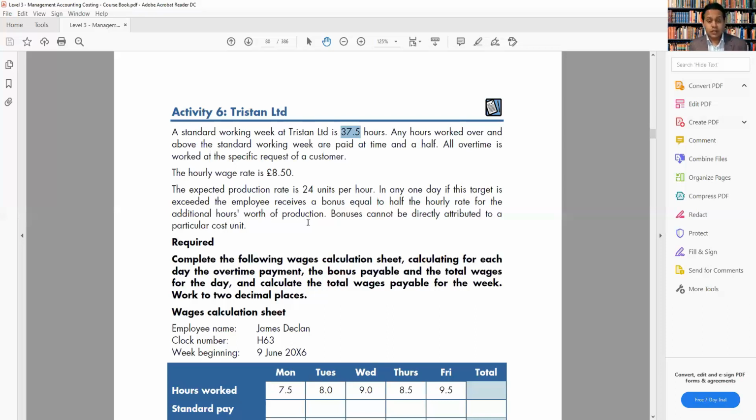It's a very, very tricky wording. So if someone can make more than the targeted units, they will get some bonus, but the bonus depends on how many units they made extra. For example, if someone makes 5 units extra, they will get bonus only for those 5 units, not for the whole quantity. The bonus cannot be directly attributed to a particular cost unit, so the bonus will be an indirect cost, but the overtime will be a direct cost.